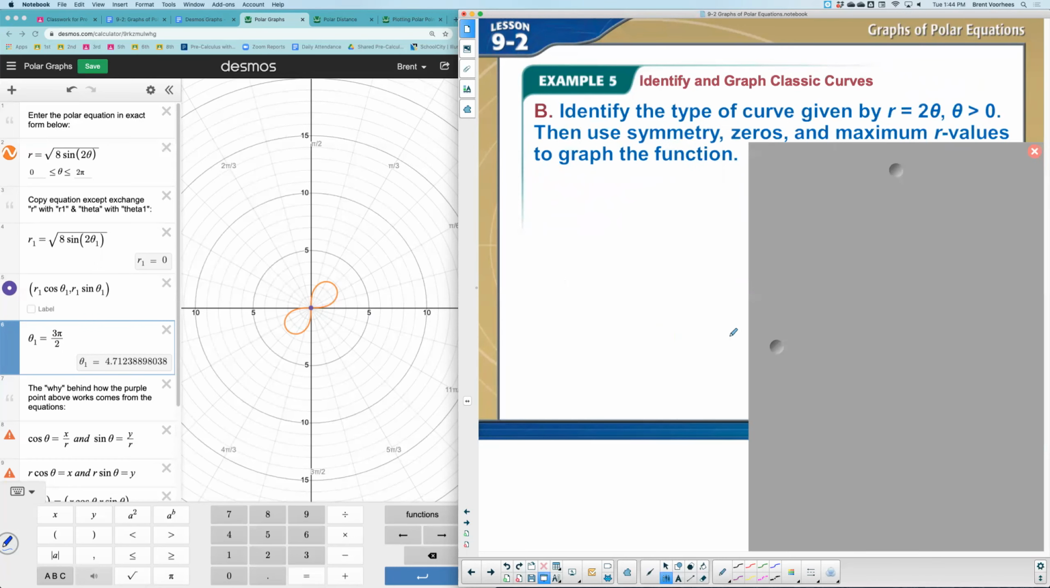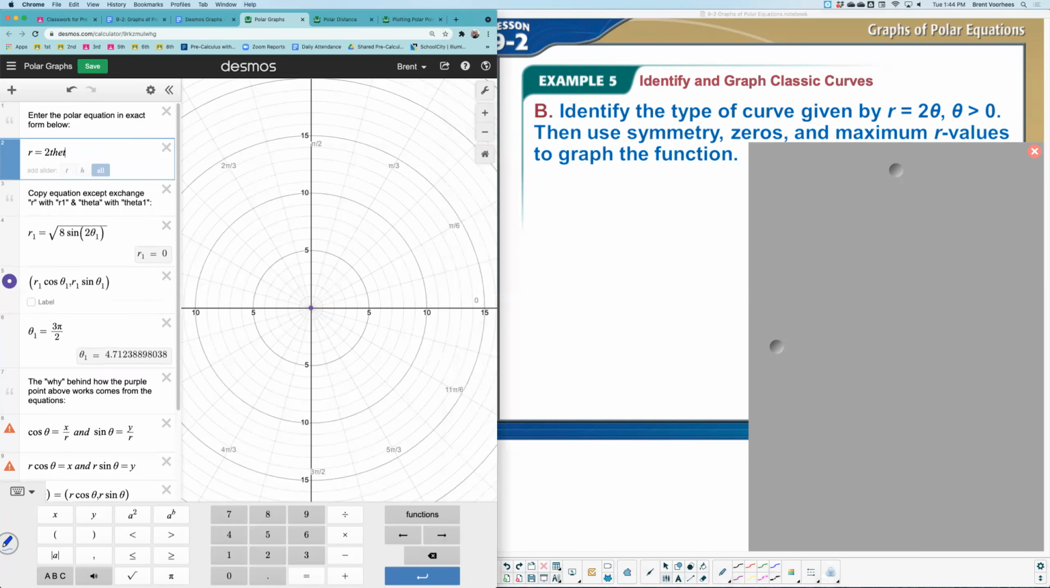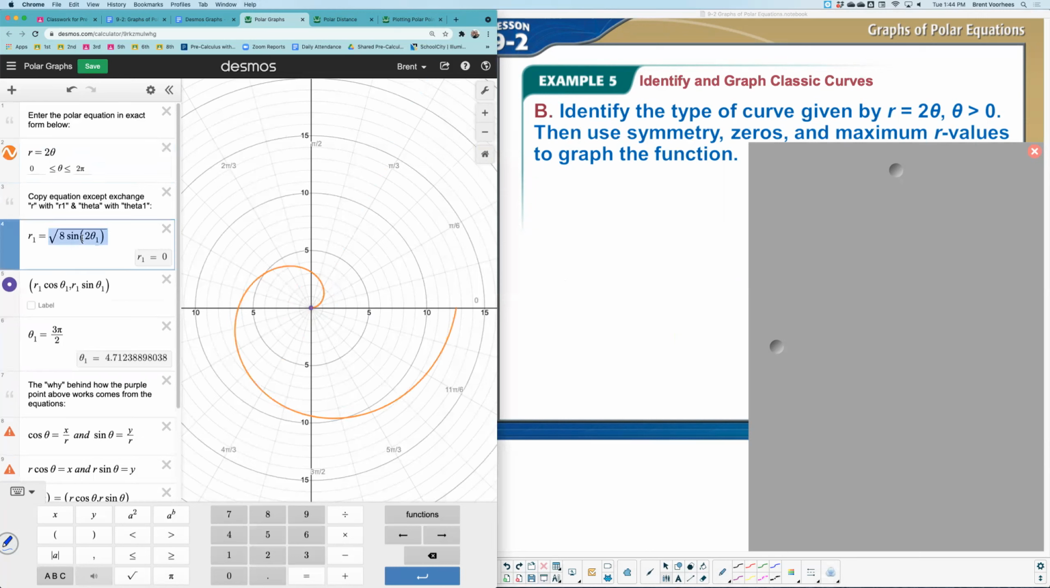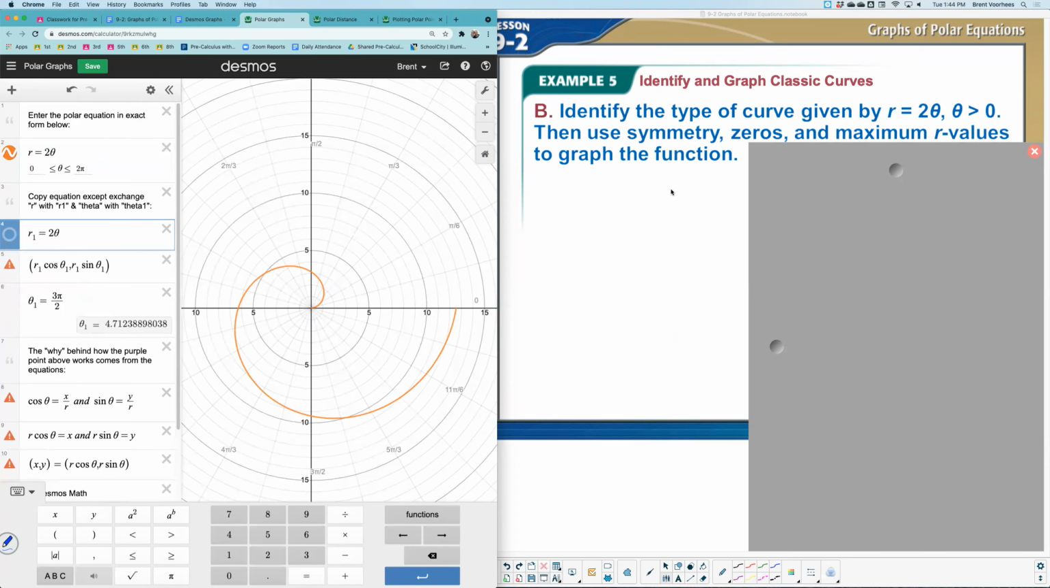All right. B, let's try this one. R equals 2 theta. So R equals 2 theta, and we're going to get our spiral here. R equals 2 theta. So this means whatever.